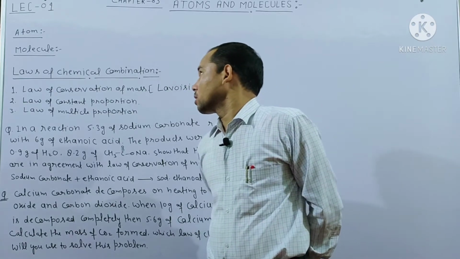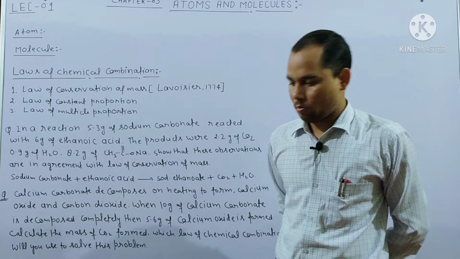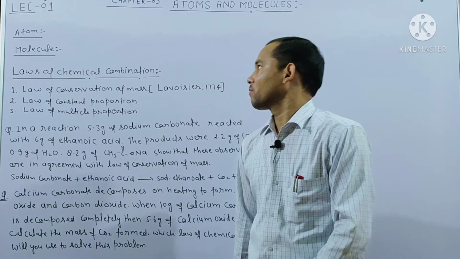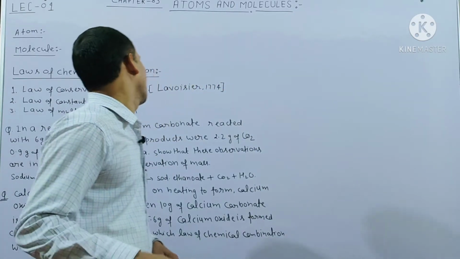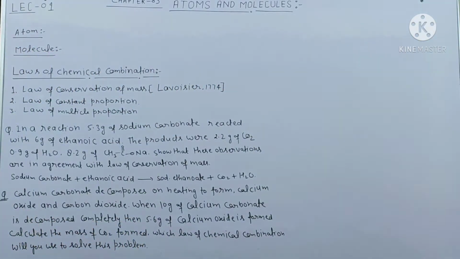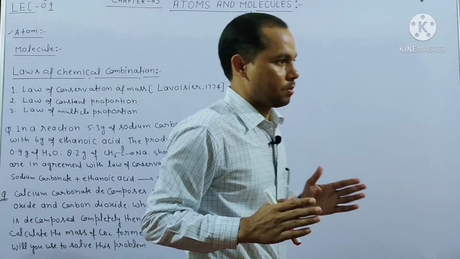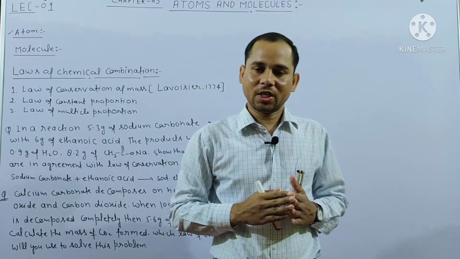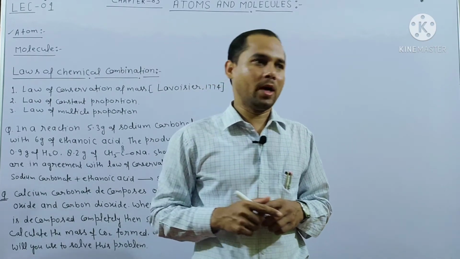The chapter number is chapter 3 for class 9, Atoms and Molecules. Here we will discuss, this is lecture number 1 of chapter 3. First of all, this is the atom. So what is an atom? An atom is the smallest particle of a substance which can take part in a chemical reaction, right? So this is the definition of an atom.